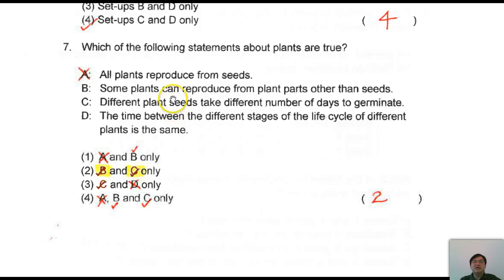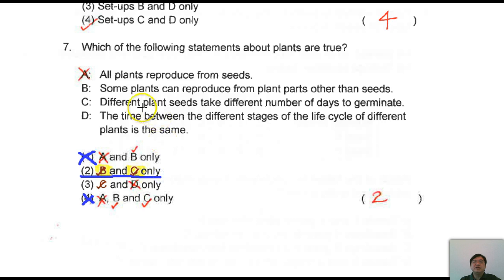Now let's take a look again. Some plants can reproduce from parts of plants other than seeds. Correct. So if you have B, you're correct. Now I'm going to ignore 1. I'm going to ignore 4. I'm going to ignore this because it is totally wrong. It has A. Now let me check. B is correct. Okay, there's B here, but there's no B over here. I should have a B over here to make it correct. Therefore, I'm very sure my answer will be 2.